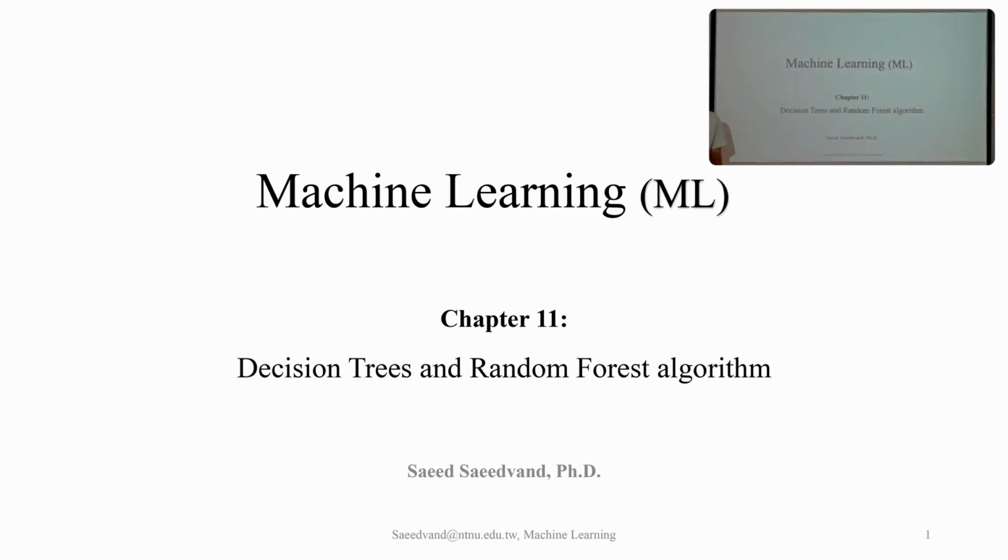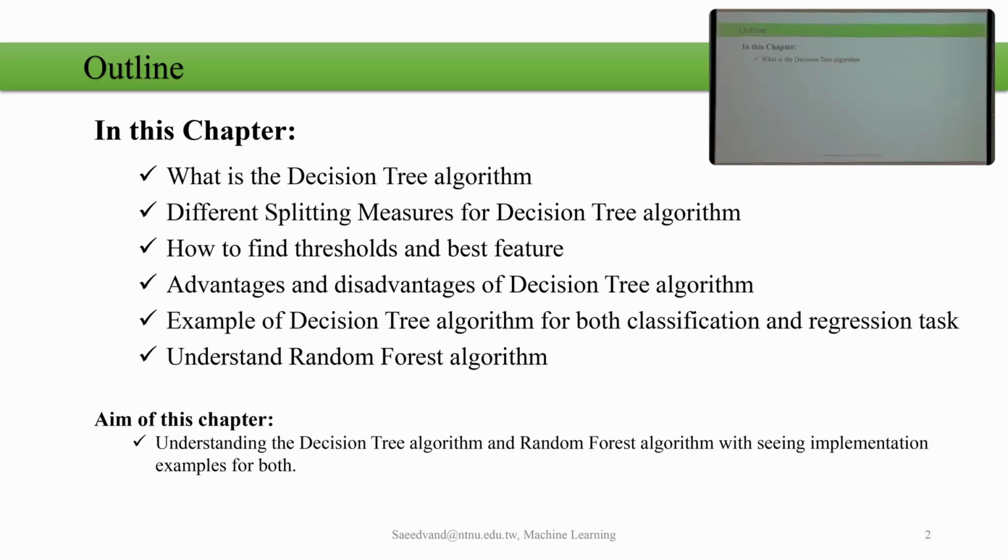Okay, so we are talking about decision trees. Sorry for the interruption, it didn't work. So we are talking about decision tree and random forest in this chapter. What we will see, we will answer first of all what is the decision tree algorithm. Then we will talk about different splitting measures for the decision tree.